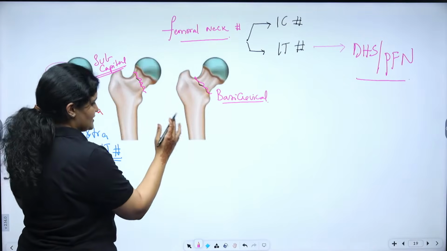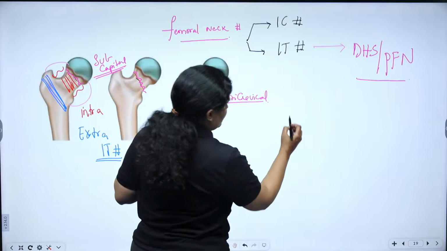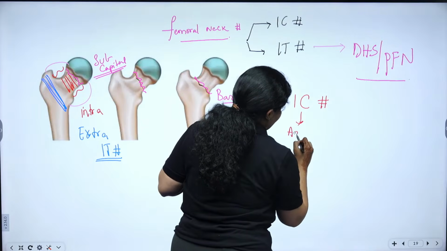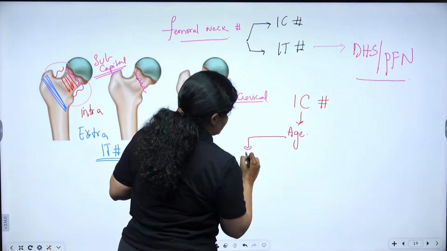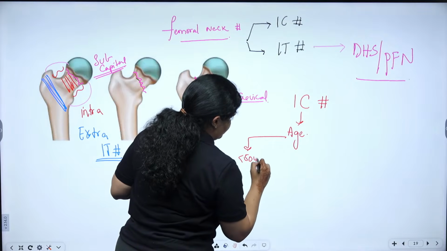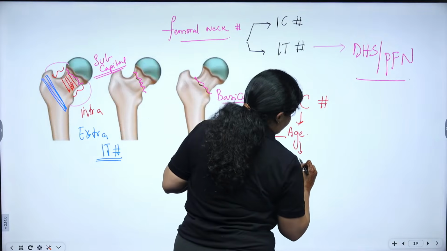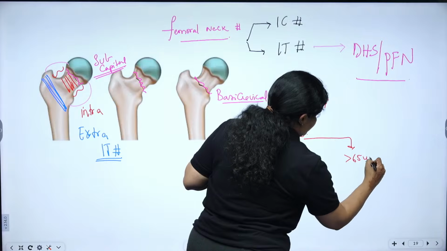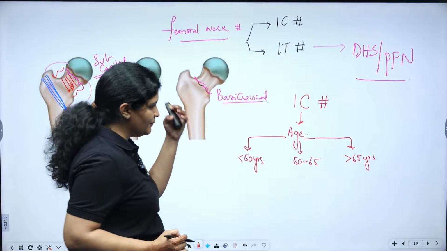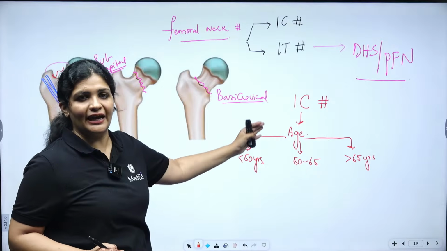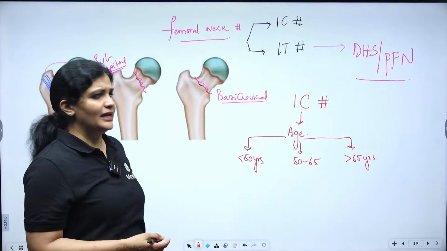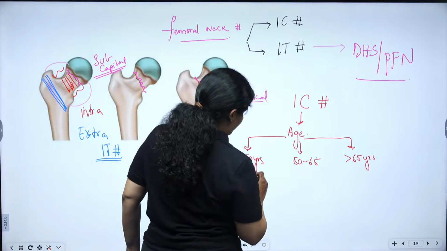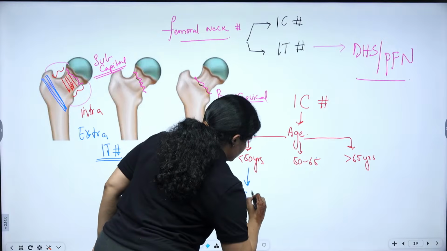Now whenever there is an IC fracture, it usually depends upon the age group. So first you see the age of the patient. The age could be less than 50 years, 50 to 65 years, or more than 65 years. You will give the treatment depending upon the age. Yes, it is very common in the elders. Both are common in elders because of osteoporosis. Now, whenever it is less than 50, the treatment is osteosynthesis.